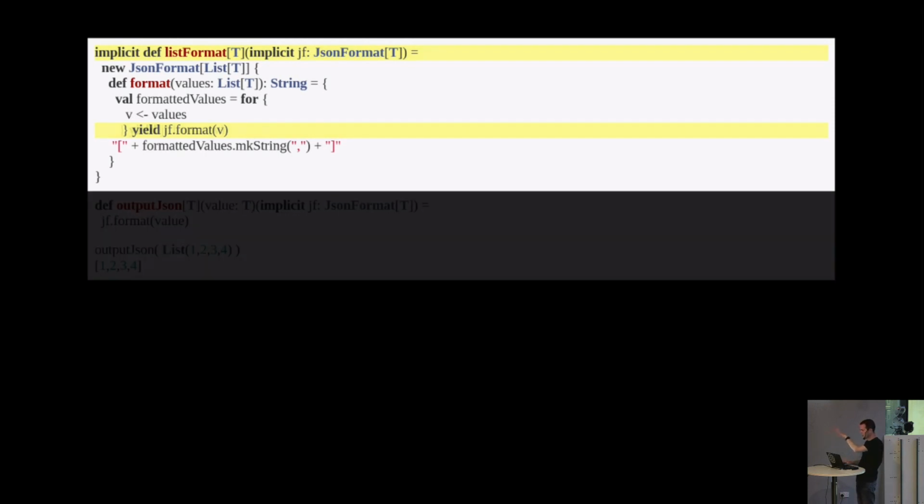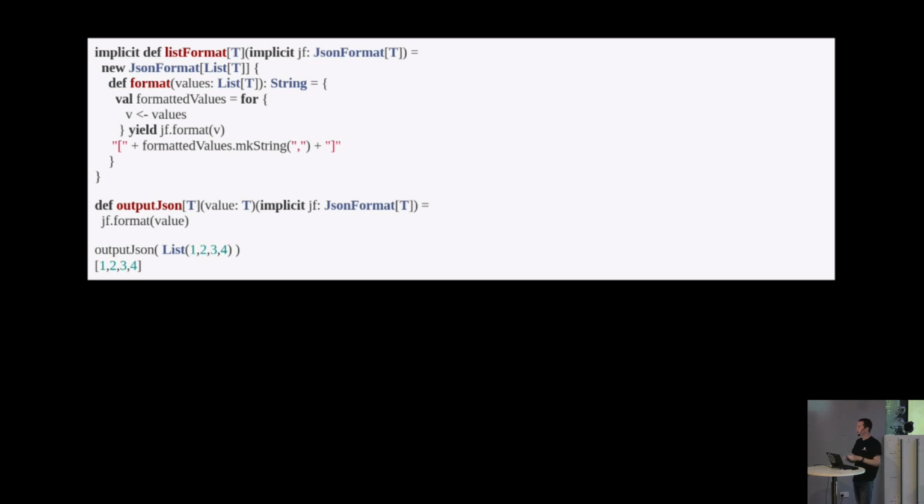Right? We can now go, output JSON doesn't change at all. We can now say, output JSON for list 1, 2, 3, 4, and we'll get what we expect, right? So think about how that works. The compiler goes, output JSON, okay, I can do this. I've been given a value of list of integers. Is there a formatter for it? Well, there's this method here. If I could call that method, I'll get one. Can I call this method? Oh, well, I need to go and find a JSON format for integers. Can I find one of those? Yeah, I can.